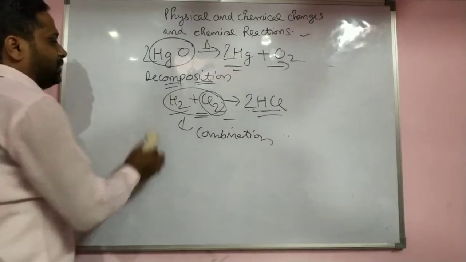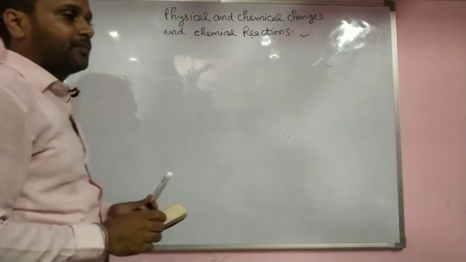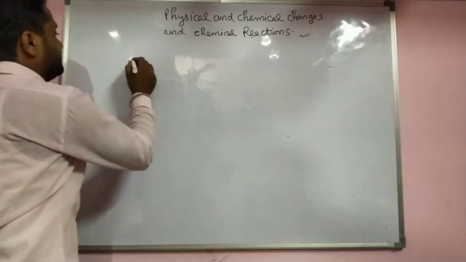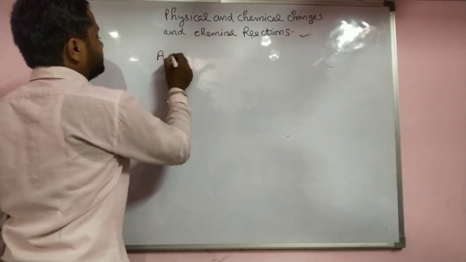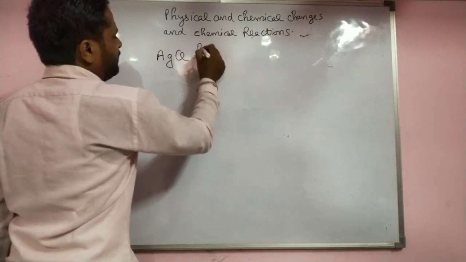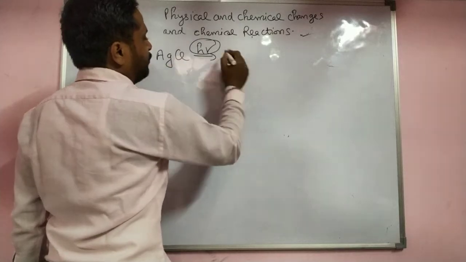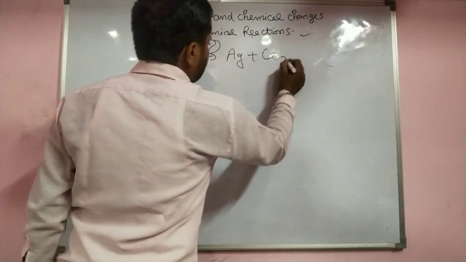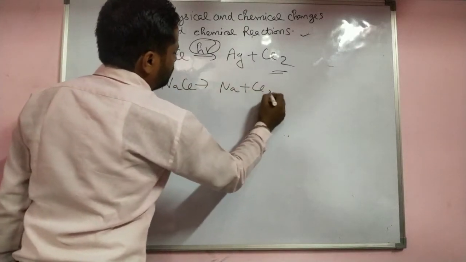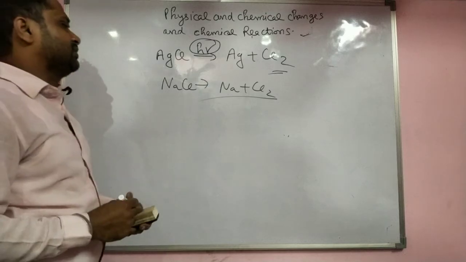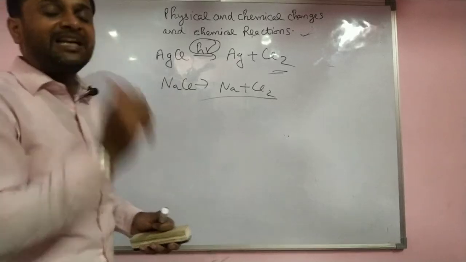Any other example? A lot of examples are there. For example, silver chloride. When you give light, in the presence of light, it breaks into Ag and Cl2. One more reaction, NaCl breaks into Na plus Cl2. This is a breakdown with the help of electricity.